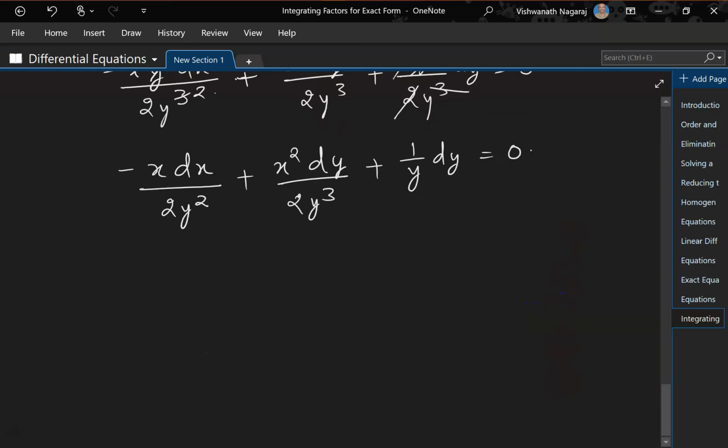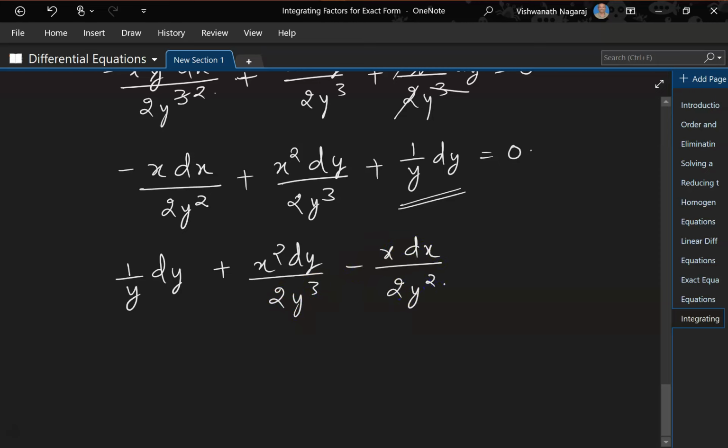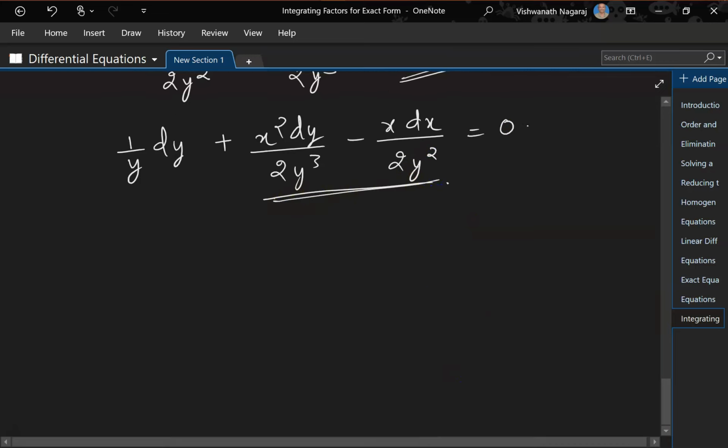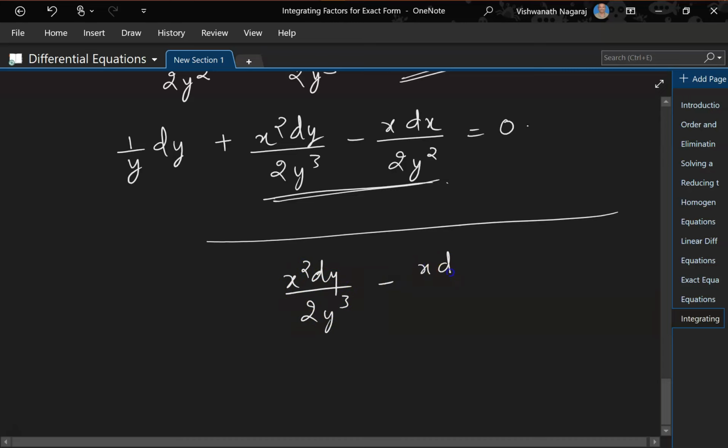Now comes the challenging part. How to do the grouping? Now we know the integral of this, right? Straightforward, log y. So let's bring it to the front: 1 by y dy plus x square dy by 2y cube minus x dx by 2y square equal to 0. Now let's look at these two as a separate one: x square dy by 2y cube minus x dx by 2y square equal to 0.